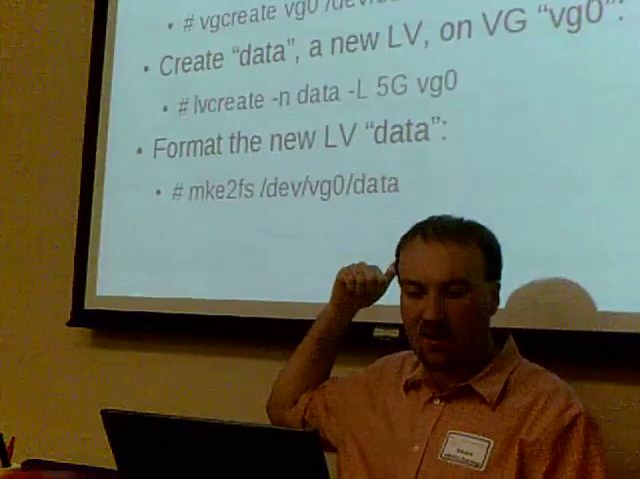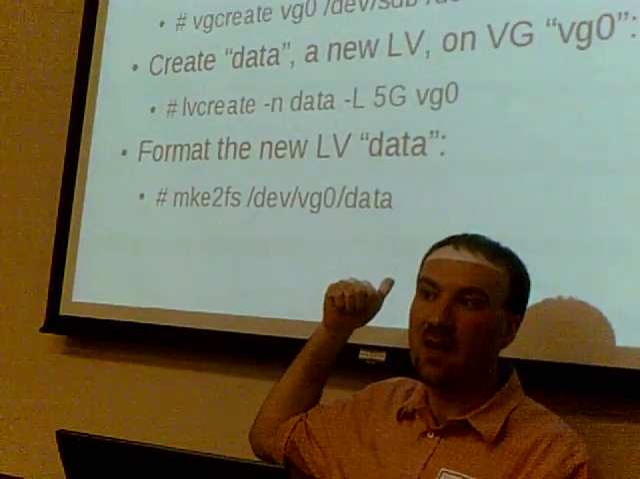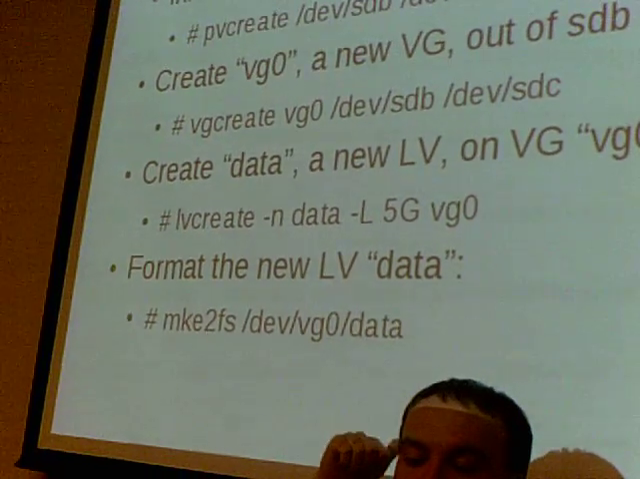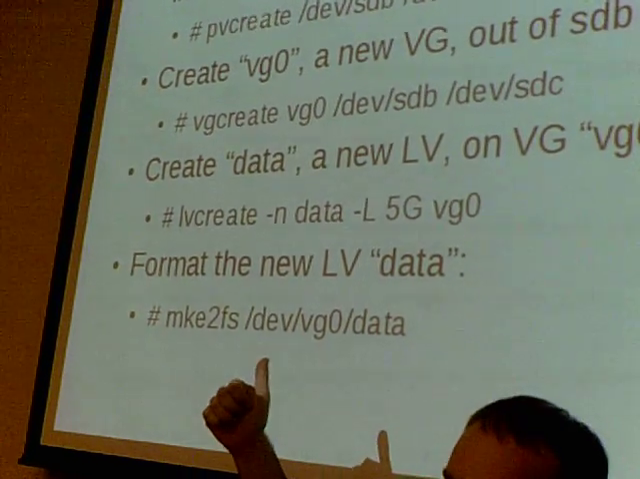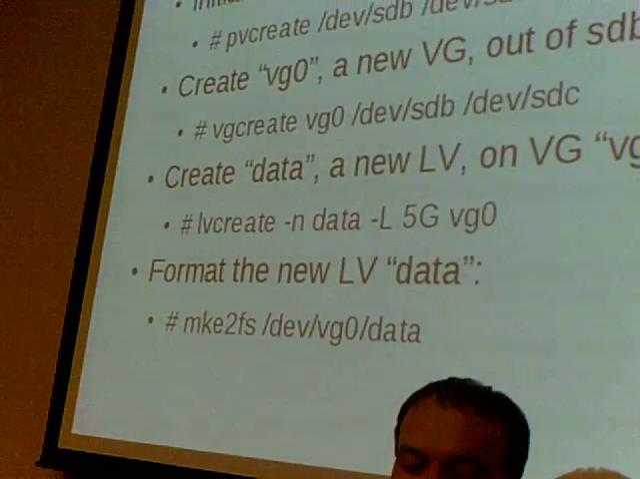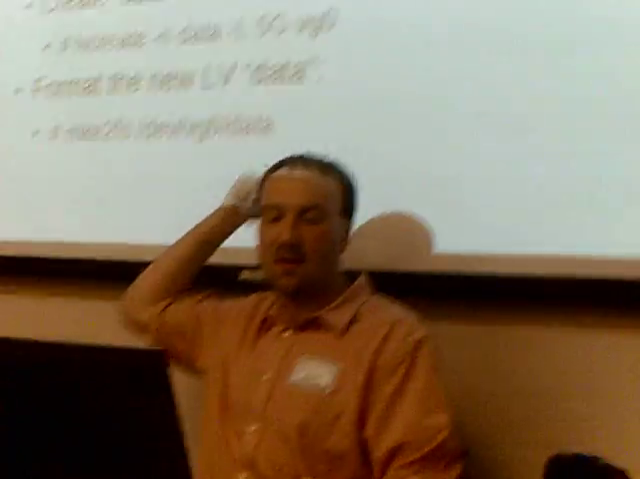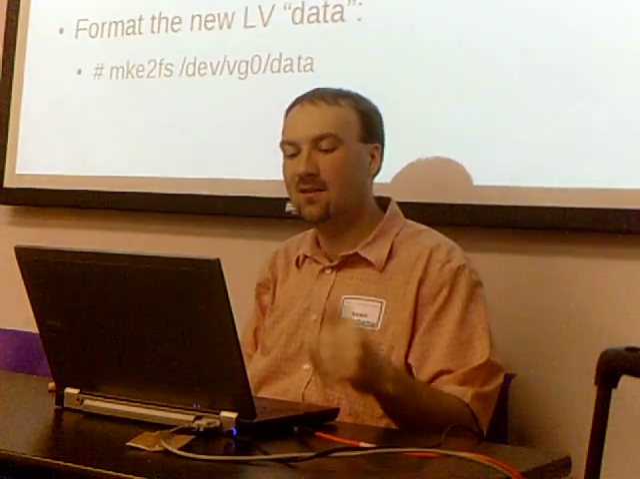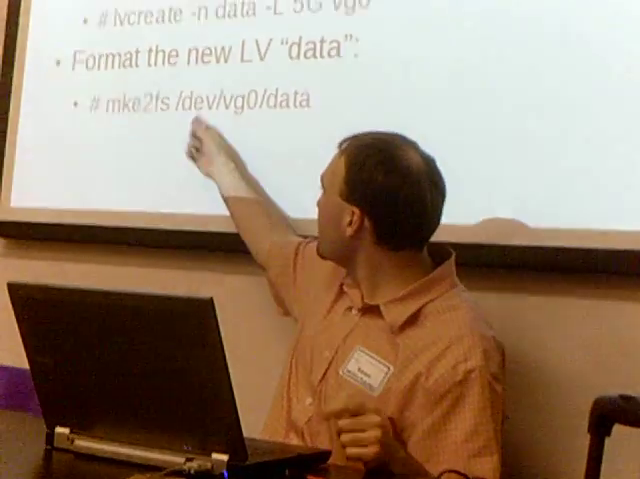And here's the command, lvcreate -n, that's the name of the logical volume, -L. Now there's two ways you can specify sizes. I prefer capital L because it lets you specify things in terms that humans think, 5G, so 5 gigabytes. And then the very final option is vg0, that's the name of the volume group you want to create the logical volume data in. And then at that point you have a block device.